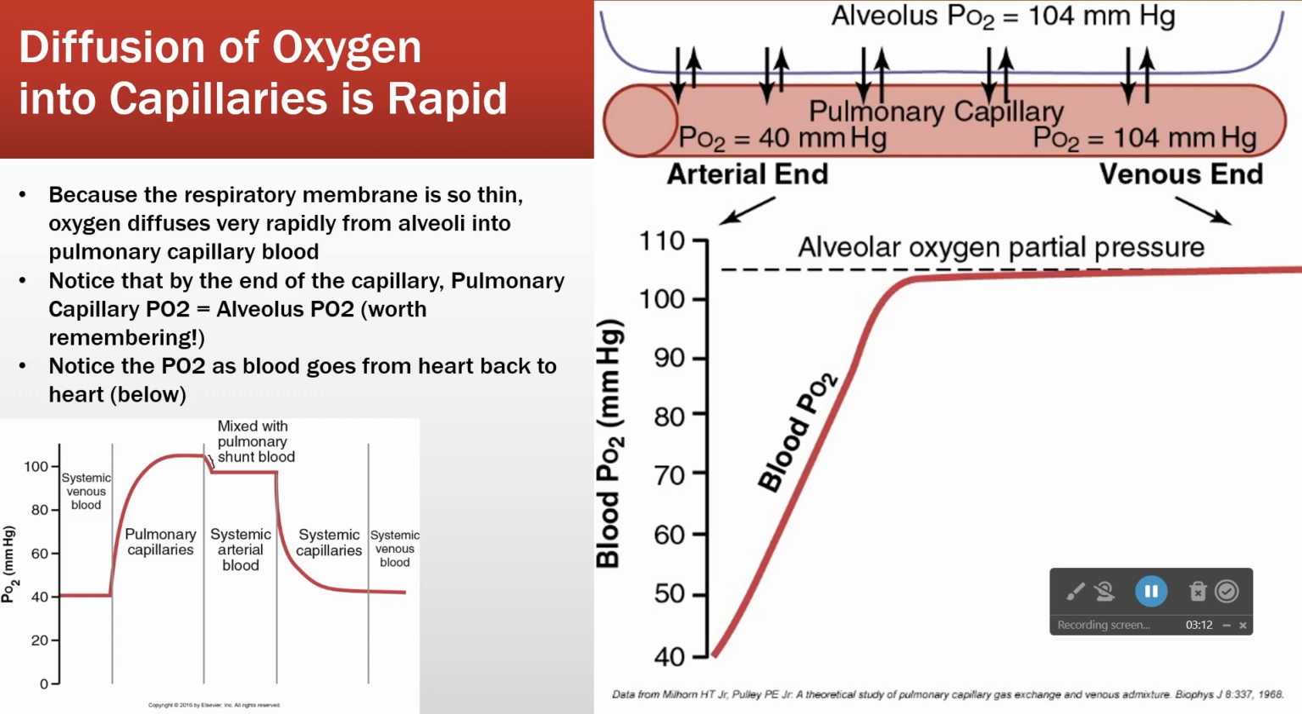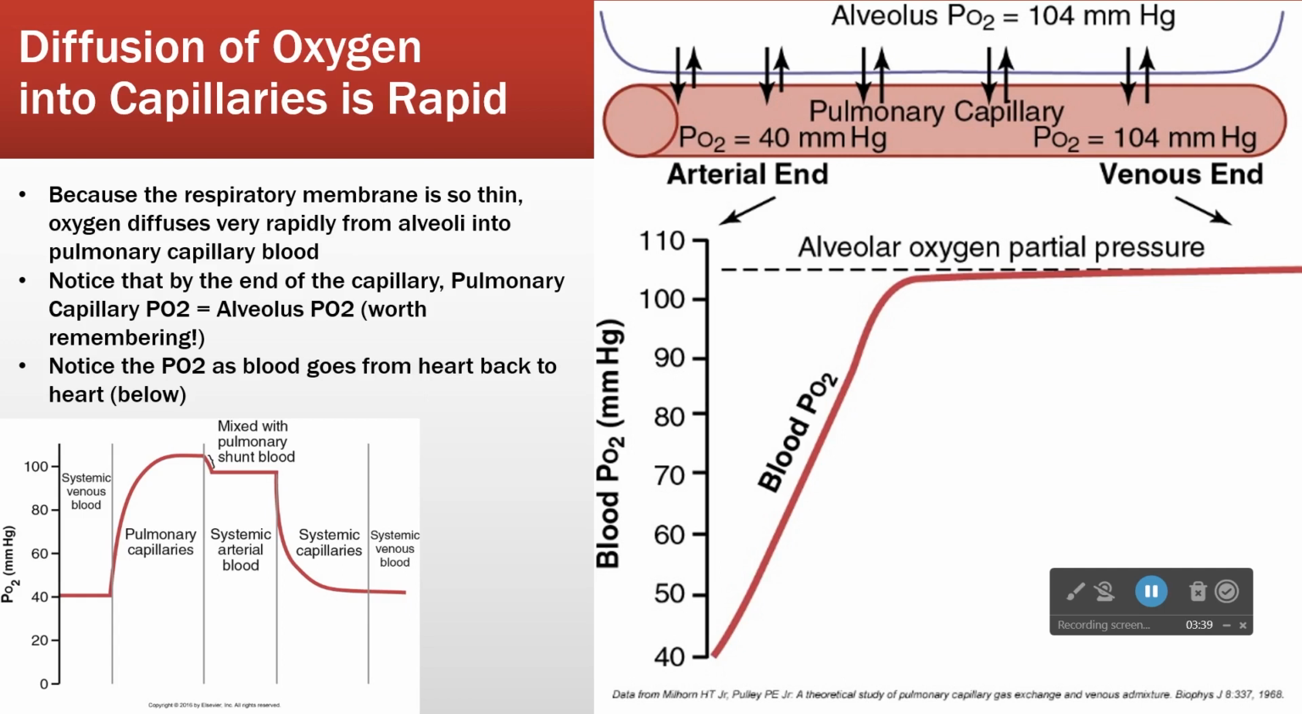All right? So we can see that very quickly, before you get to the halfway point of this pulmonary capillary, the PO2 of the blood passing through equals the PO2 of the alveolus, right? So blood came in at 40. It's traveling next to a PO2 of 104. So it equilibrates, right? Diffusion happens.